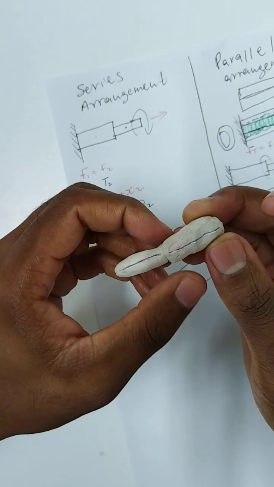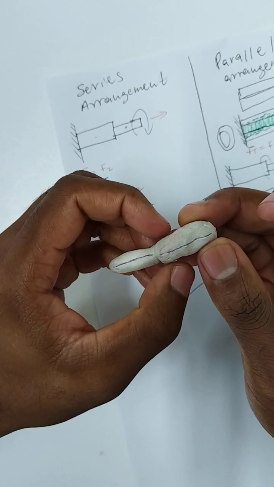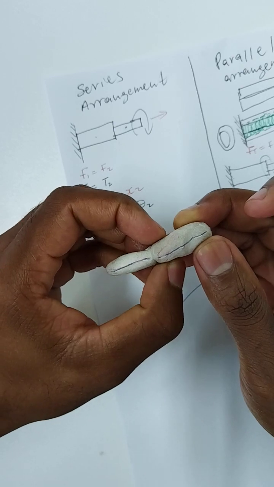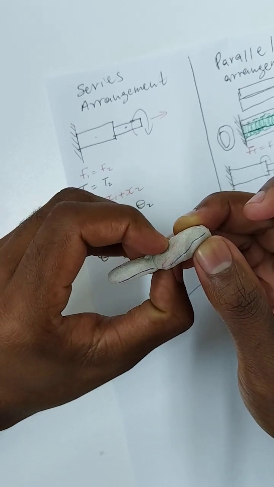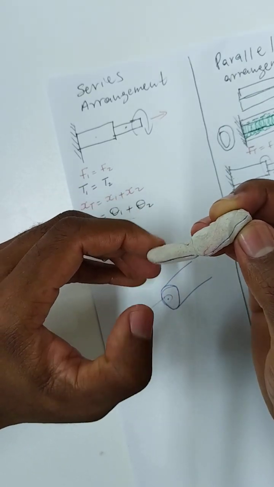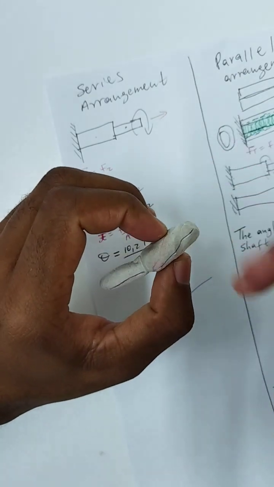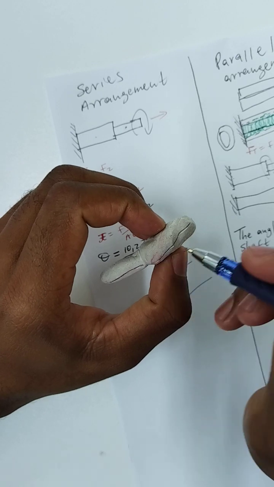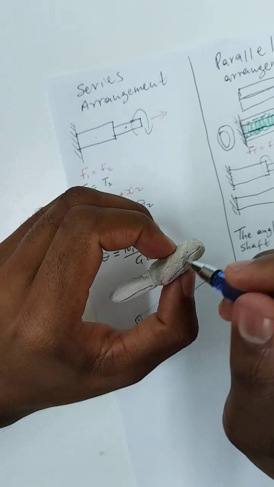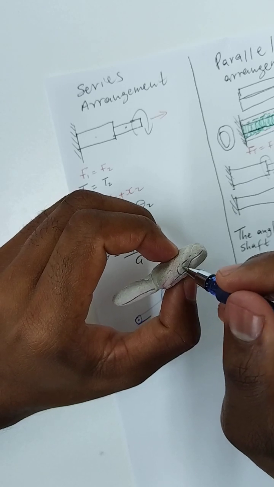So by applying the torque on this end, you are going to have this. So this line is no longer straight now. It was going like this. It's no longer straight. So it means that this first portion is going to have an angle of twist.